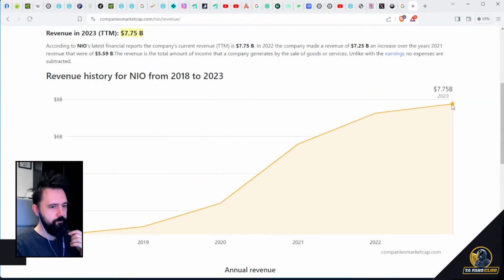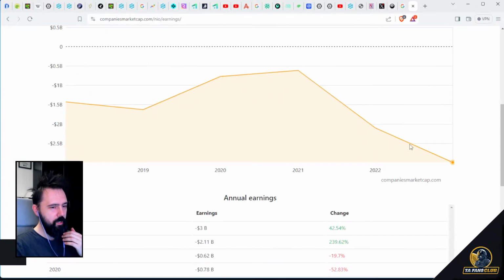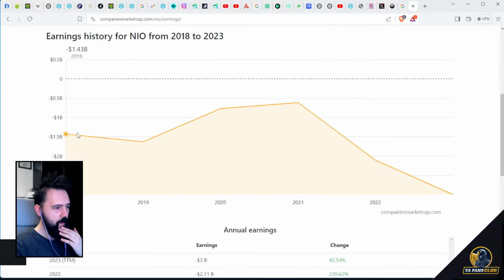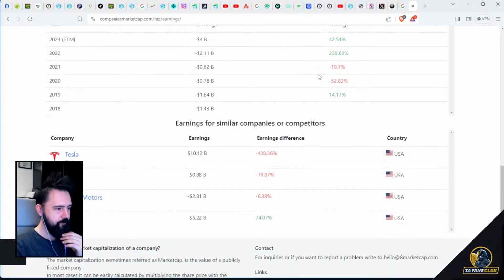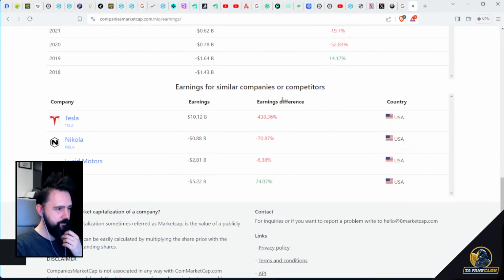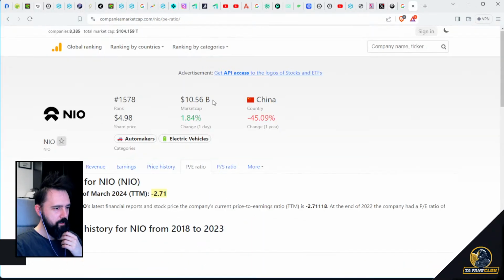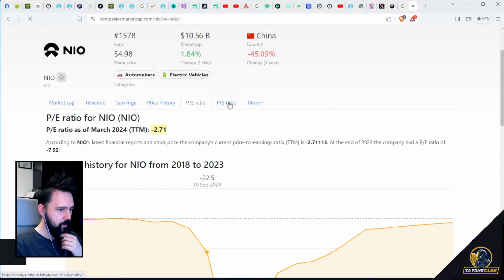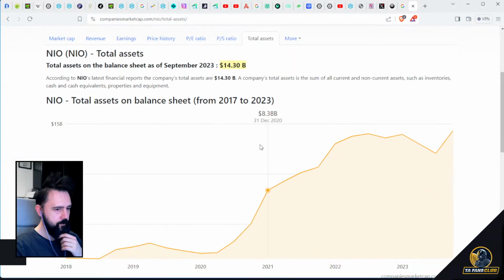Revenue. Earnings going down, imagine that. Annual earnings, 42%. Price history. Total assets, supposed to be up to 50 billion.